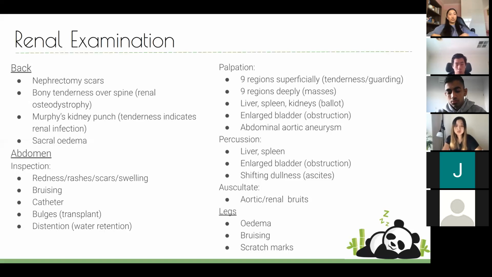Any obvious bulges that you can see in the abdomen could potentially indicate a transplant, because when you do a renal transplant, it's not placed in the same regular place as the kidneys sit, so you can actually see a bulge. Or distension. If they have water retention, they might have ascites. Then you palpate, so you do your normal 9 regions superficially, then you do those same 9 regions deeply for masses, and then you palpate all your organs, liver, spleen, and you ballot the kidneys, most important.